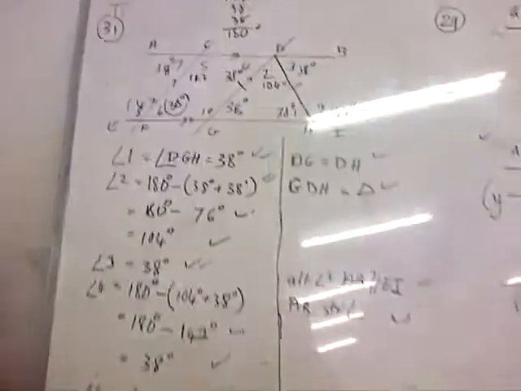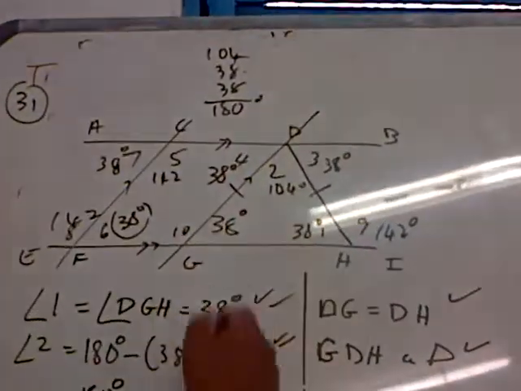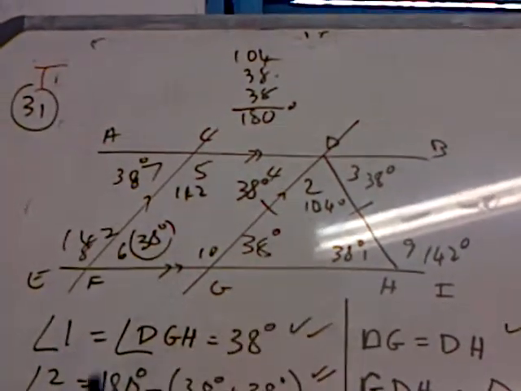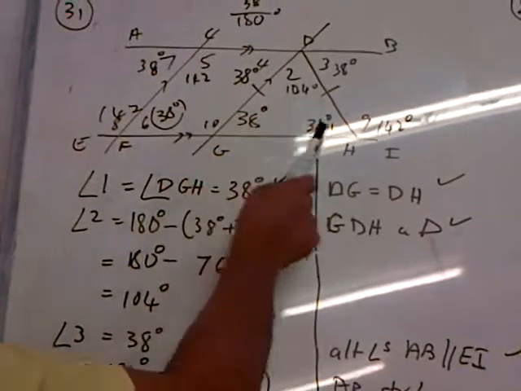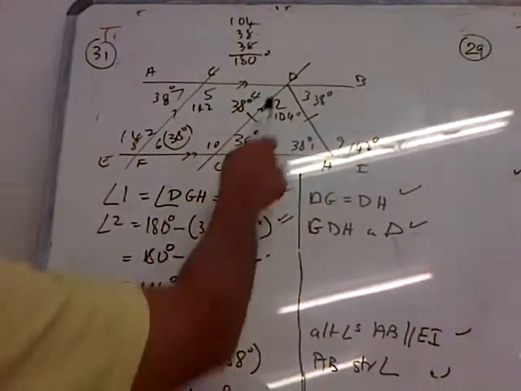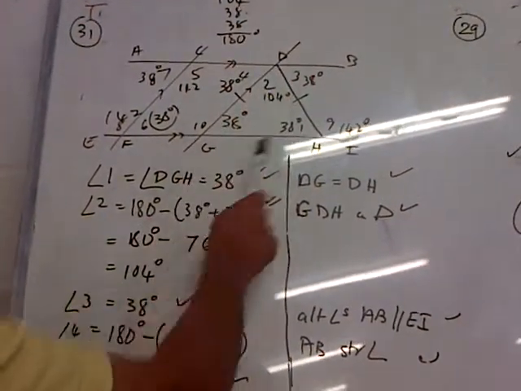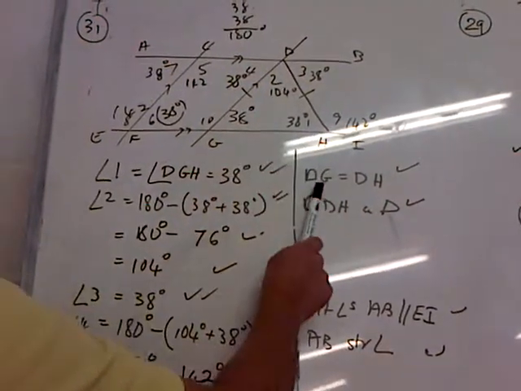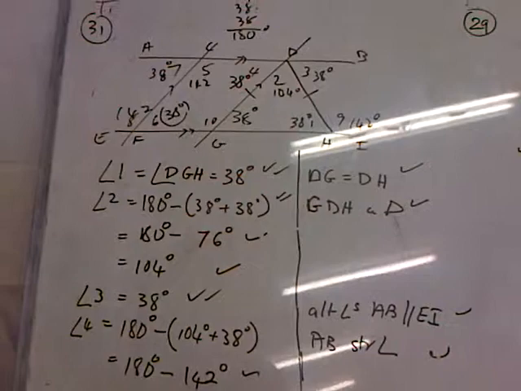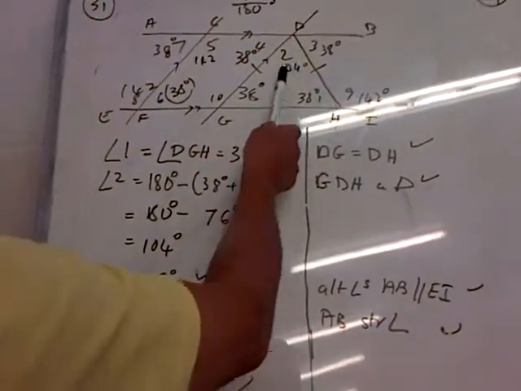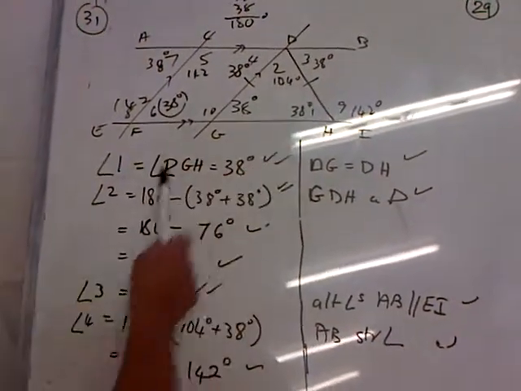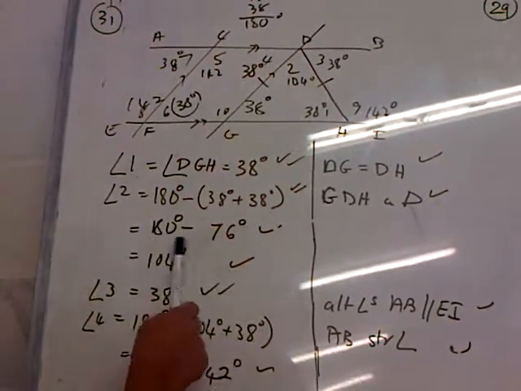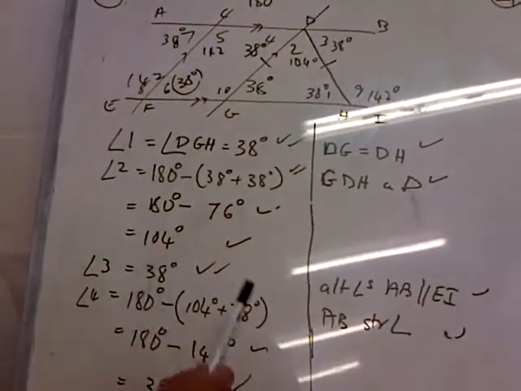Because you pause that. They've given you all of that. They give you just that one. So immediately you say angle 1, this angle here, DGH, is equal to 38 because these two lines are equal. DG is equal to DH. Then you can work out that one using a triangle. You can say angle 2 is equal to 180 minus that, which gives you 104.